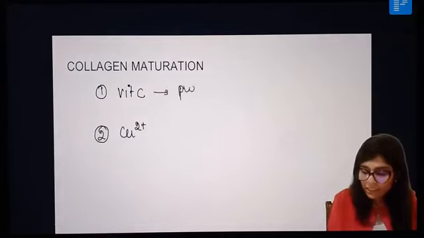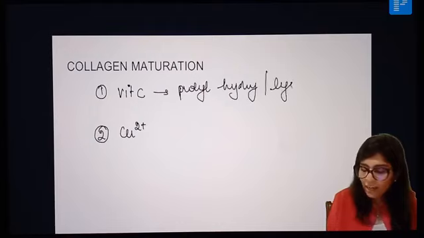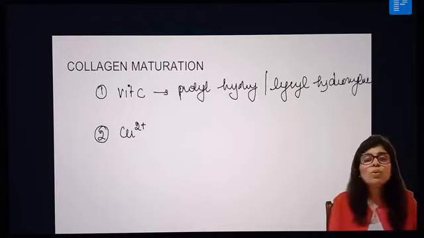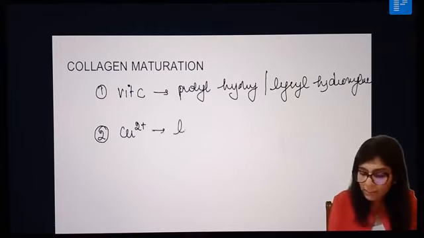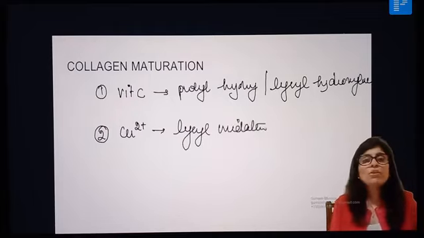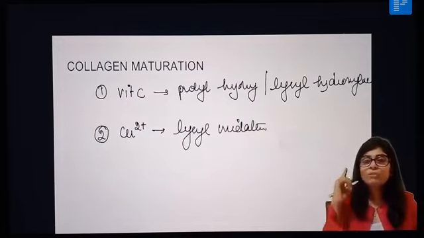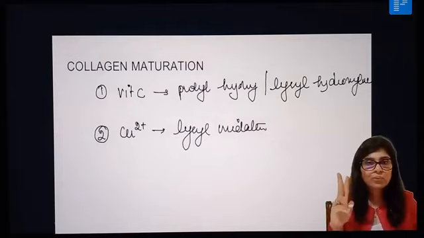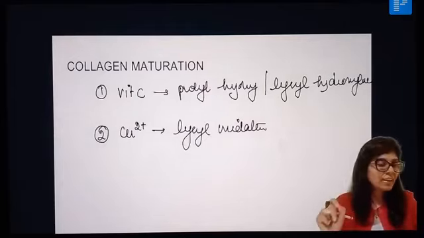Vitamin C is necessary for prolyl hydroxylase and lysyl hydroxylase, both of which are necessary for collagen cross-linkage formation. Copper is necessary for lysyl oxidase, which is also necessary for collagen maturation. So whenever you see poor wound healing, what will you think of? Zinc and vitamin C. Are you clear? Poor wound healing is zinc and vitamin C. Collagen maturation is vitamin C and copper.